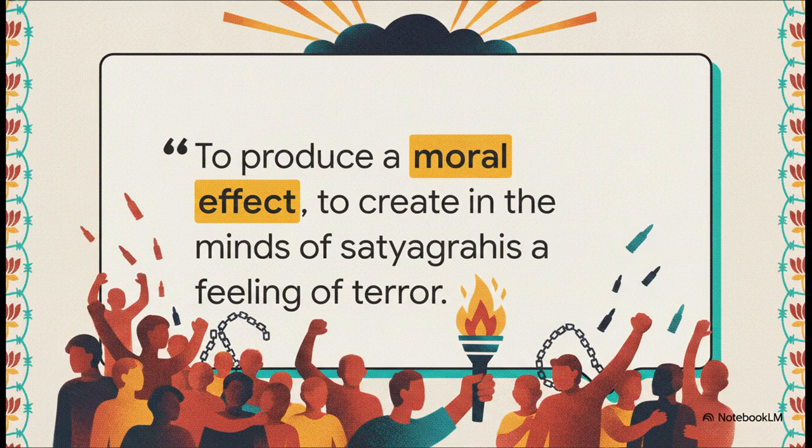Hundreds were killed. His chilling goal, in his own words, was to produce a moral effect, to create in the minds of satyagrahis a feeling of terror and awe. But instead of terrifying them into submission, this brutal massacre became the ultimate turning point. It ignited outright, nationwide rebellion.